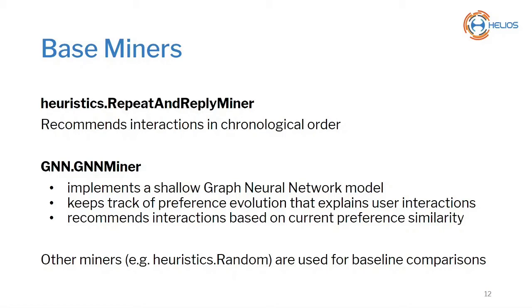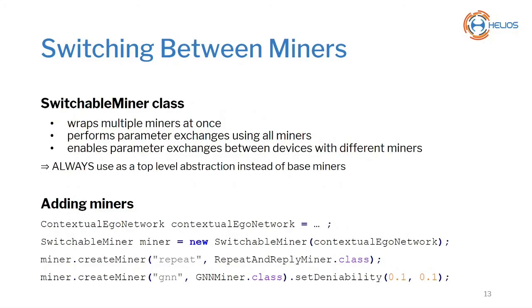In more detail, it implements a decentralized shallow graph neural network model. This model extracts and keeps track of underlying preferences that can reproduce past interactions. Then, it recommends interactions based on current preference similarity. For more details on these two miners, as well as experiments that corroborate their intended usage, please refer to the deliverable 4.3. The envisioned usage of the graph mining module's miners is to allow users to switch between them, depending on what kind of recommendations they are interested in.